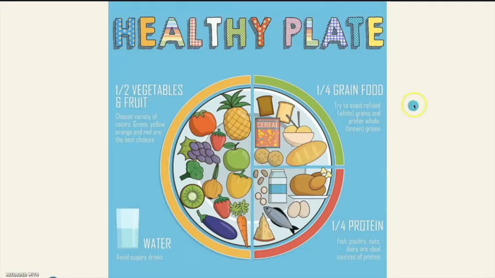One quarter of our plate must be grain food. As I've mentioned earlier, grain food includes cereals, noodles, bread, and so on. And one quarter of our plate should include protein. For example, fish, poultry, nuts, dairy are ideal sources of protein. And of course, we need to drink enough plain water. We should avoid sugary drinks such as carbonated drinks. It cannot be taken on a daily basis. So this is a healthy plate.